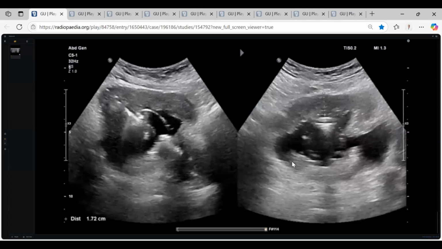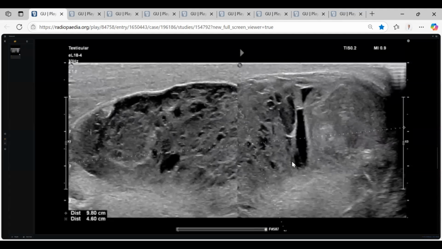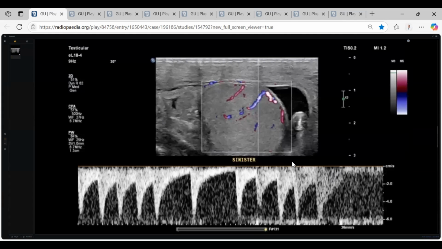This patient has a history of testicular trauma. I'm presented with ultrasound sequences of a patient with testicular trauma. I'm just taking a moment to look through the images.